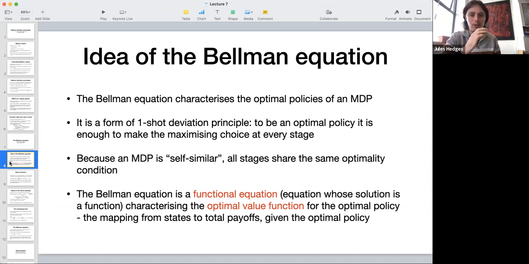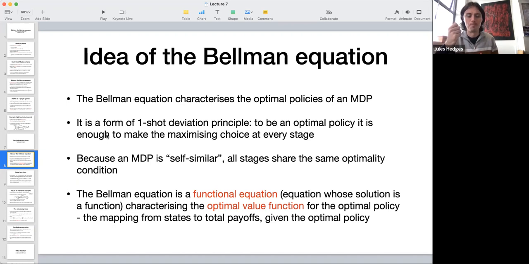The Bellman equation is going to indirectly characterize the optimal policy by directly characterizing this thing called the value function. The Bellman equation is a form of a one-shot deviation principle, namely that to be an optimal policy, it's going to be enough to make a maximizing choice at every stage. So we don't have to think about deviations in all stages simultaneously, which would be a significantly more complicated optimization problem.